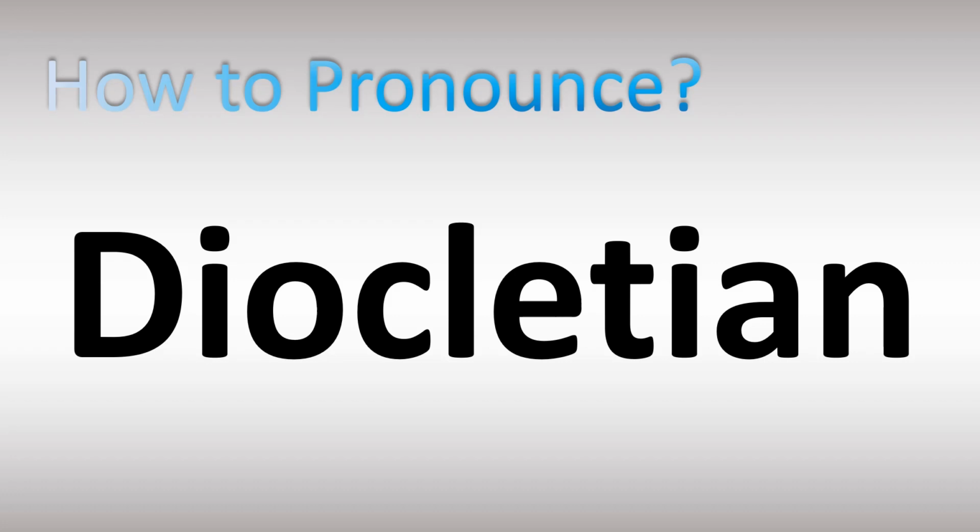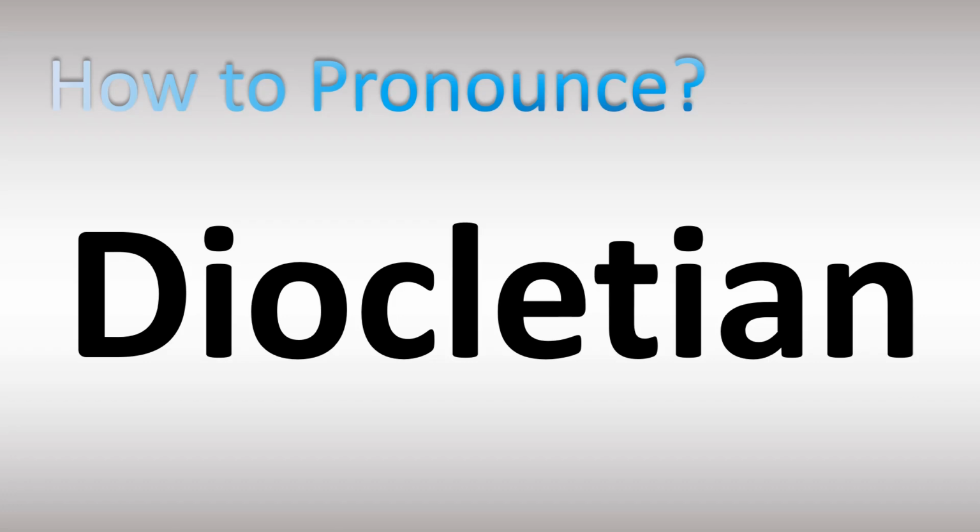Former Roman emperor. Name, pronunciation. English pronunciation. Diocletian. Di-o-cle-tion. Stress on the cle syllable. For more Latin names from ancient Rome, stay tuned.